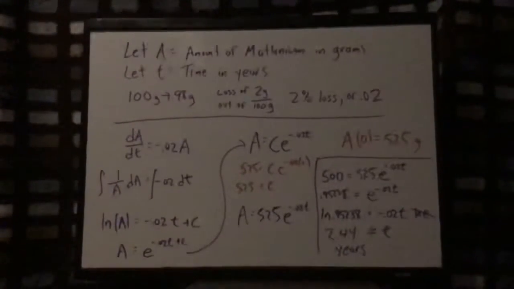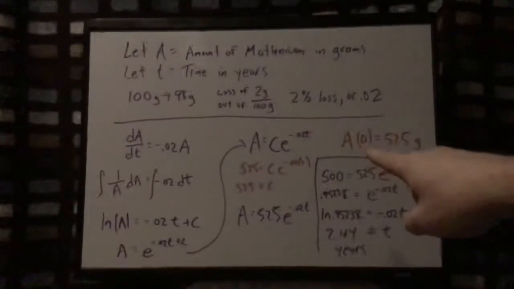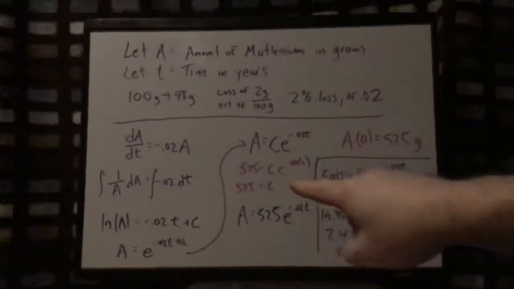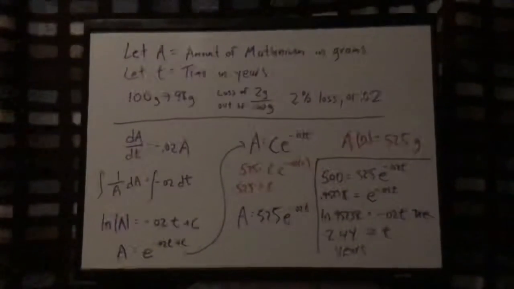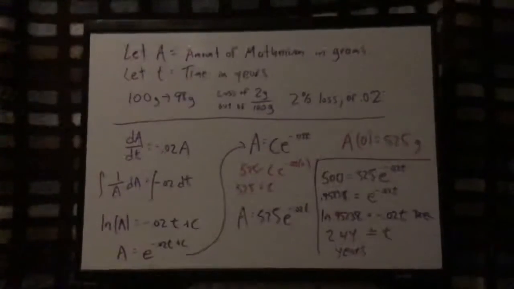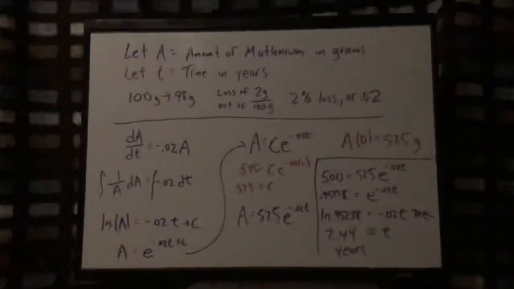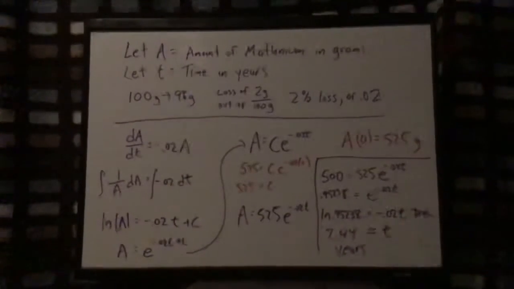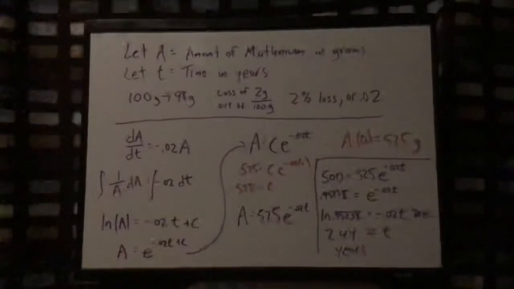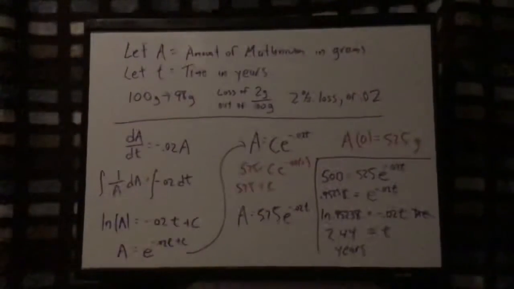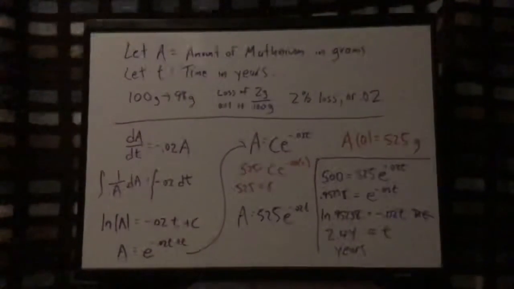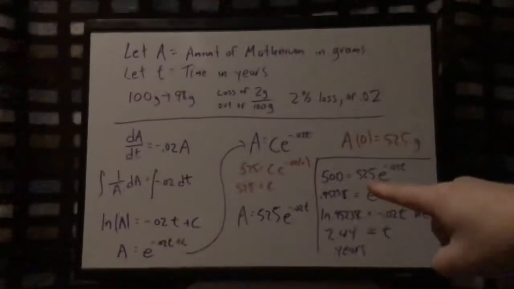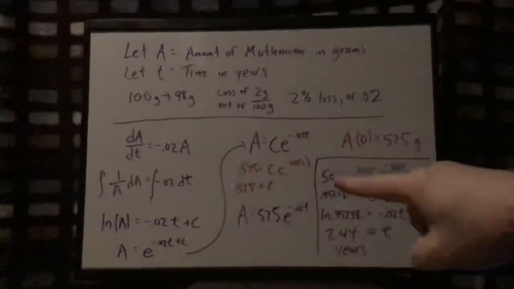Then I threw in the initial condition. I put that in red over here. Remember, at time 0, I have 525 grams. So if I throw in 0 and 525, I solve that C is 525. So then I can make my actual equation. The equation for the amount of mathnium I have at any given time is 525 e to the negative 0.02t. Now, to answer the final question, how long until I have 500 grams? Well, I throw in the 500 for the amount, using the starting amount and the decay rate according to this equation.